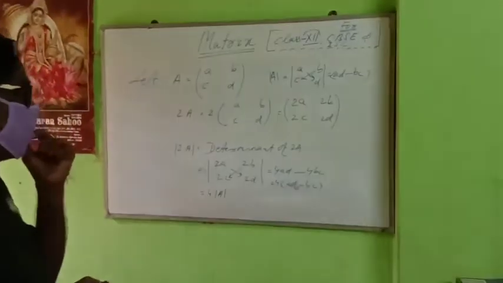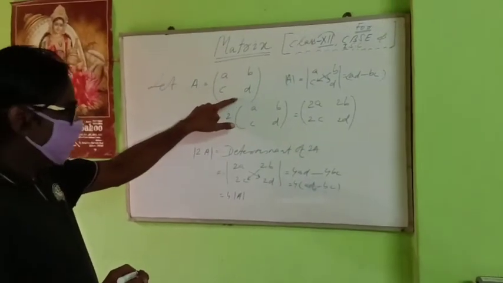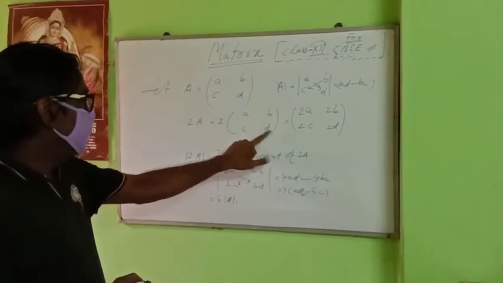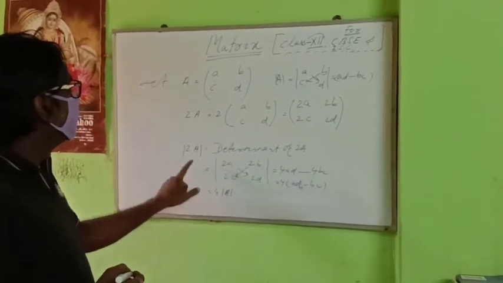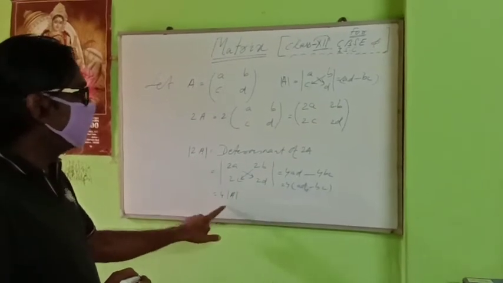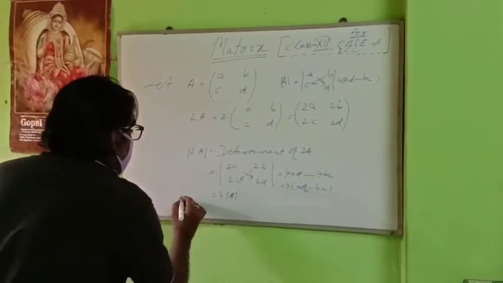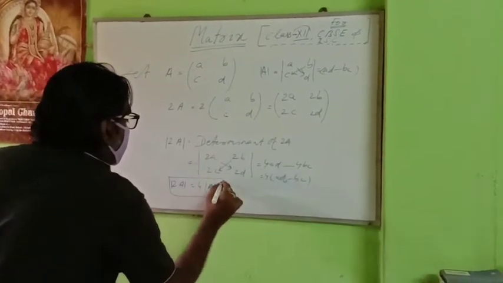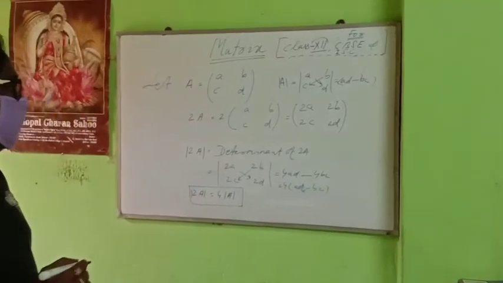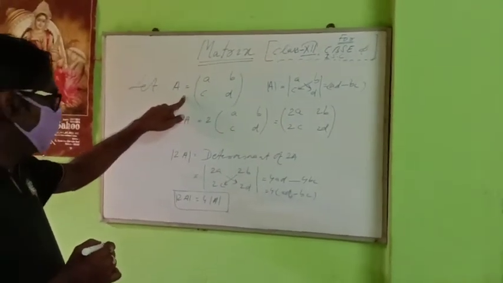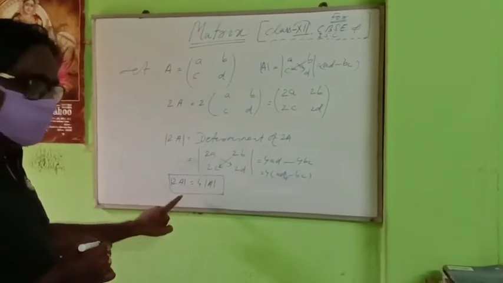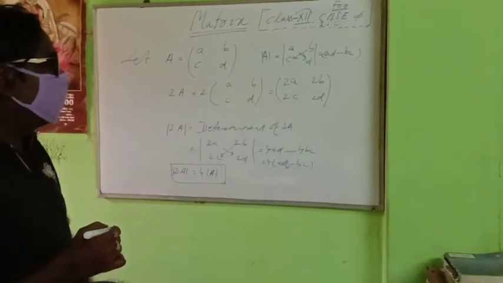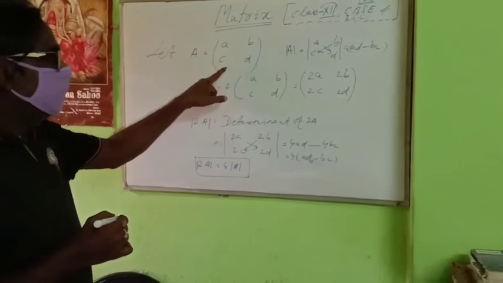So what is the conclusion? In case of a 2 by 2 matrix, if 2 is multiplied with each element, then the determinant will be 2 whole square, means 4 is multiplied. This is the final result, that is, 2A determinant is equal to 4 into A determinant. This is the conclusion. If A is a matrix of order 2 by 2, then 2A determinant is equal to 4 into determinant of A. How is it coming? Because it has 2 rows and 2 columns.